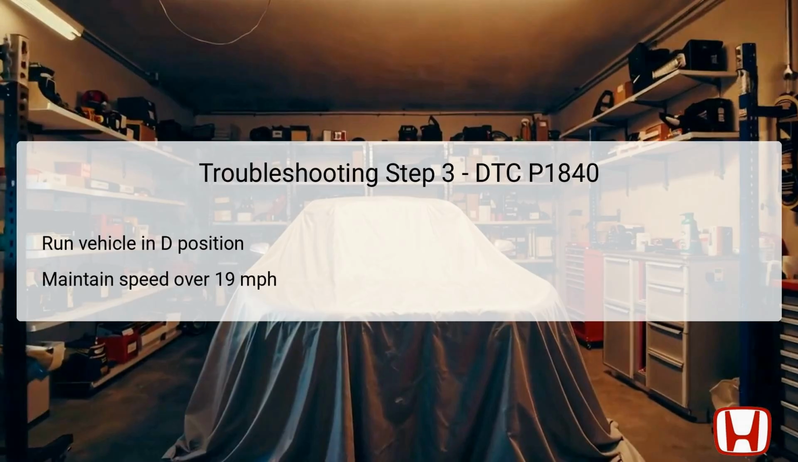During the third troubleshooting step, the vehicle should be operated in the drive position, maintaining a speed above 19 miles per hour, 30 kilometers per hour, for at least 5 seconds. This step is critical because it allows the TCM to receive signals from the CVT speed sensor during normal driving conditions. The minimum speed requirement ensures that the transmission is actively engaged, allowing the system to gather real-time data from the sensor regarding the secondary shaft's rotational speed.